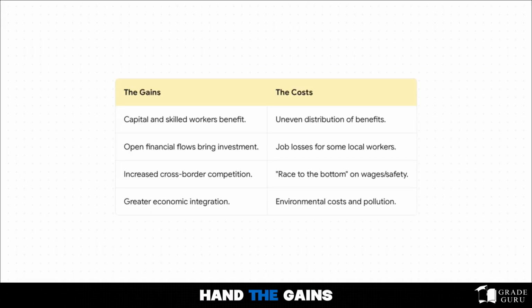On the one hand, the gains are pretty obvious. More money flowing around, more trade, more connections. But the flip side is huge. Those benefits, they don't land evenly. For some people, it means lost jobs. It can lead to a race to the bottom, where companies look for the cheapest labor and weakest safety rules. And we've already talked about the massive environmental bill.